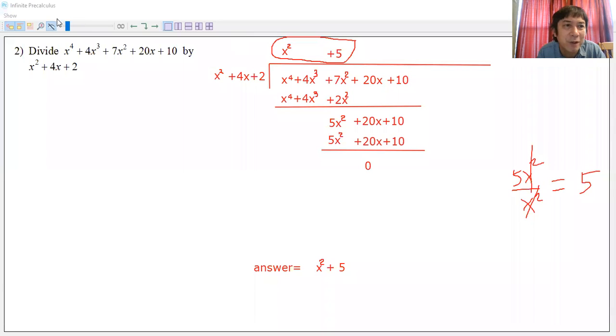Let's verify from the database. You can see it over here. x squared plus 5. That's the result of our division.